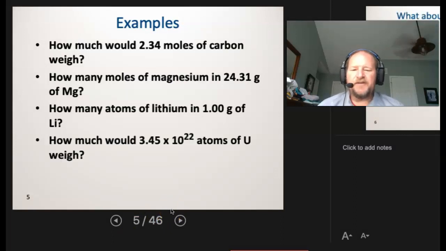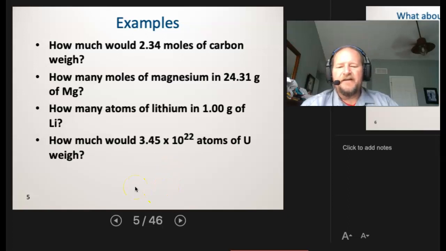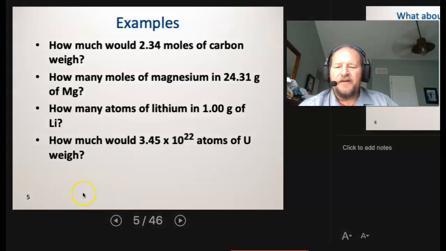All right, I've got one last problem for us in this segment, and then we'll take a break. How much would 3.45 times 10 to the 22 atoms of uranium weigh? So we're going to start at the top of that flow chart and work our way down. So it's going to be two steps again. We're going to start with the 3.45.